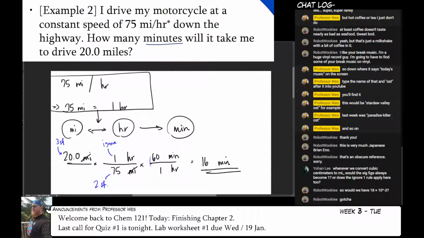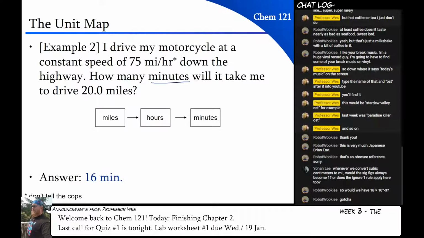These are exact because they're defined, right? That should be an ignore. There we go. I made that worse. Whatever. So my answer should have 2 Sig Figs, and it does. All right, there you go.